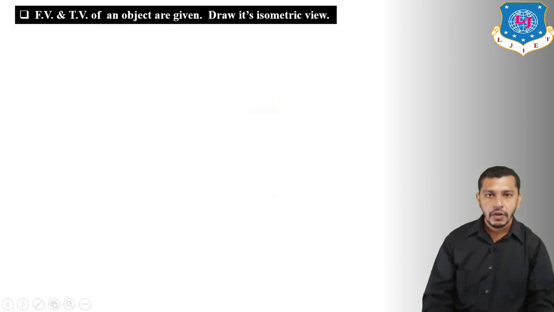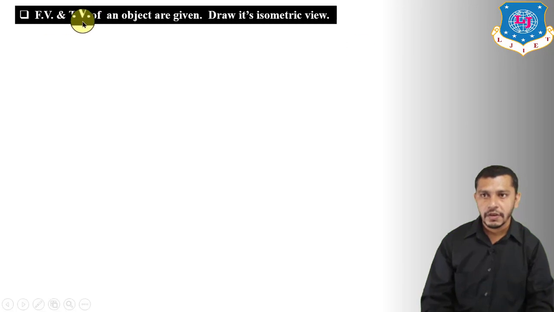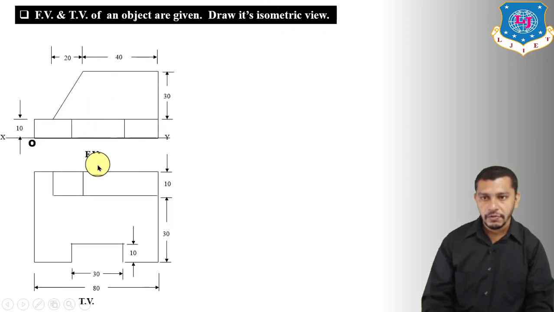Now let's try to draw the isometric view of one another problem or one another object in which the front view and top view are given, and we have to draw the isometric view. So again, we will use the actual dimensions of the object because we have to draw the isometric view. So this will be the front view of the object, this will be the top view of the object.